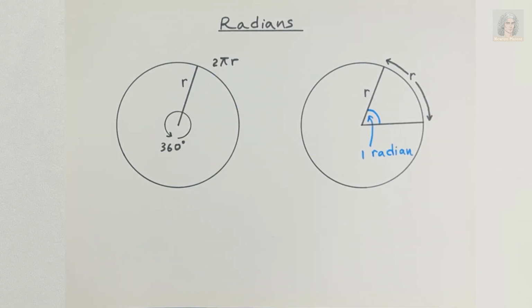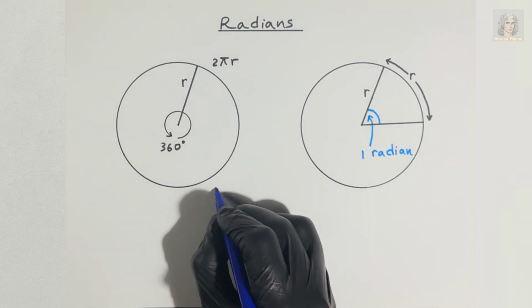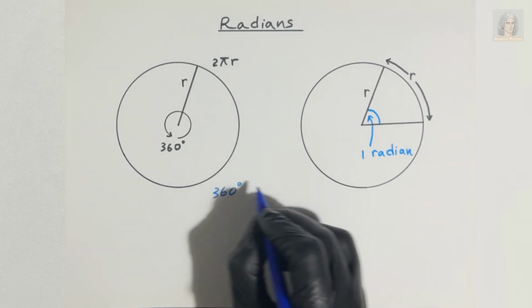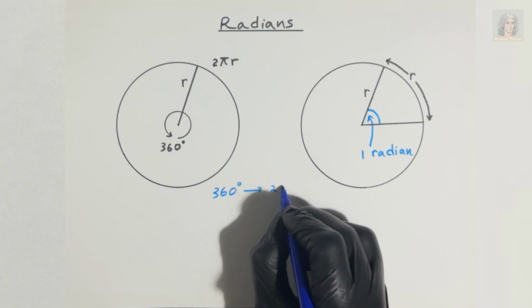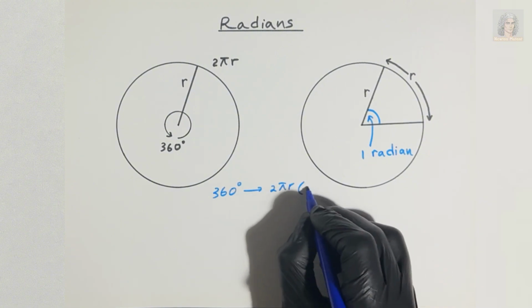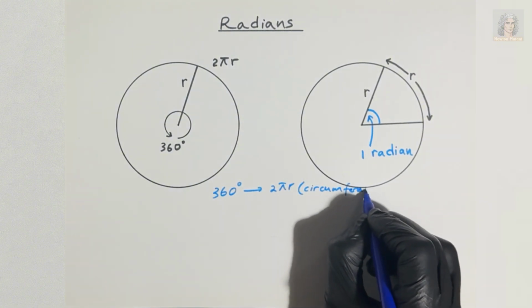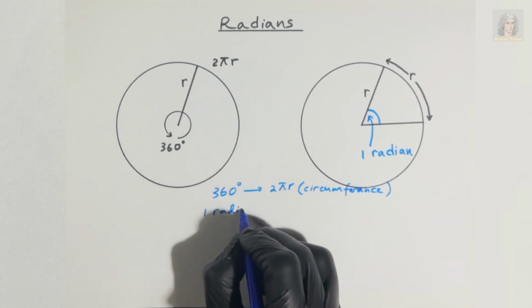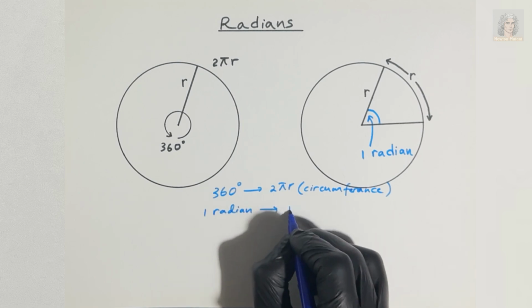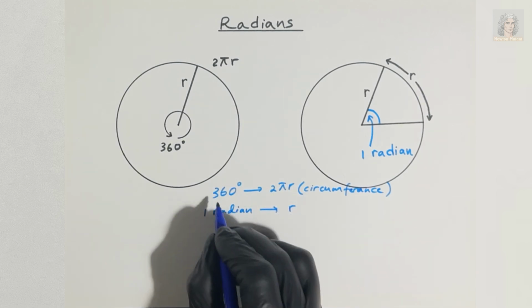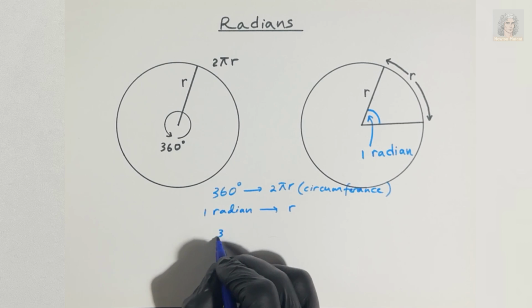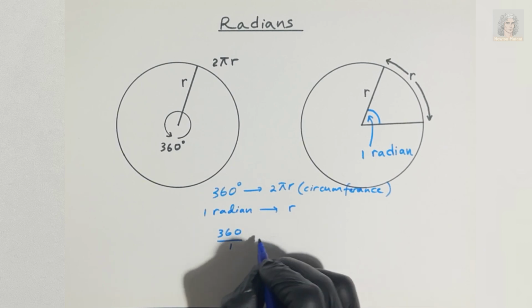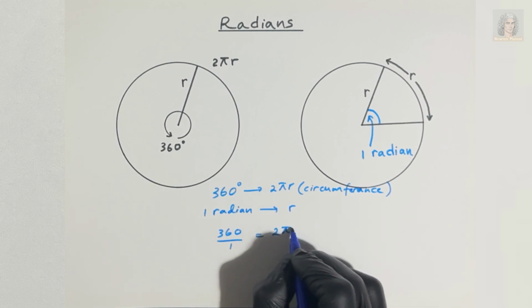Considering arc lengths, we can write that when the angle is 360 degrees, or for a full circle, the arc length is the circumference itself, which is 2 pi r. And by the above definition, when the angle is 1 radian, the arc length is the radius, or r. Taking these two into proportion, we can simply write 360 over 1 is the same as 2 pi r over r.